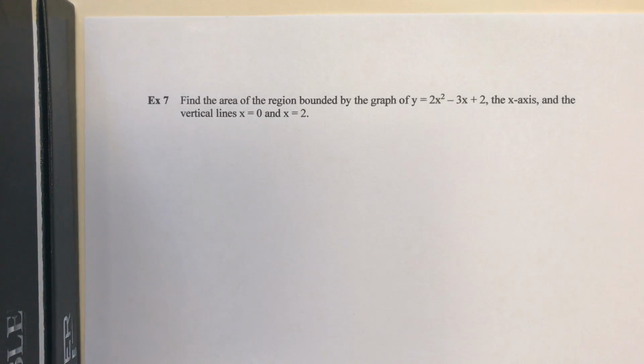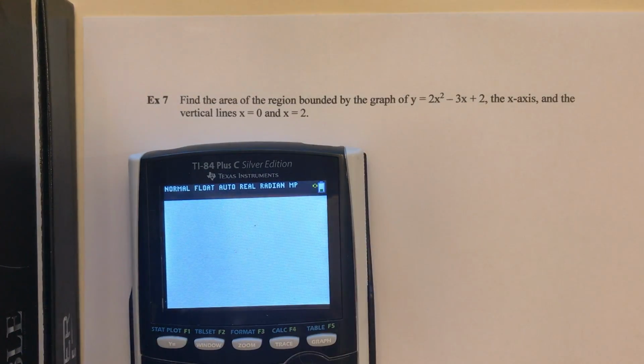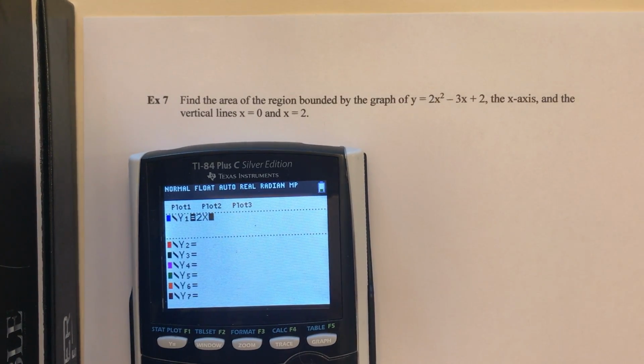Okay, last question. So we're going to number 7 next. And this time we have our own graph to set up. So you're going to have to use your graphing calculator for this one, so you might need to pause it and go get that. So it says find the area of the region bounded by the graph of y equals 2x squared minus 3x plus 2, the x-axis and the vertical lines x equals 0 and x equals 2. So first thing I'm going to do is graph that equation. So I'm going to go to my y equals, type in 2x squared minus 3x plus 2.